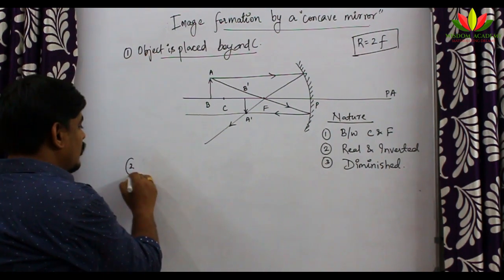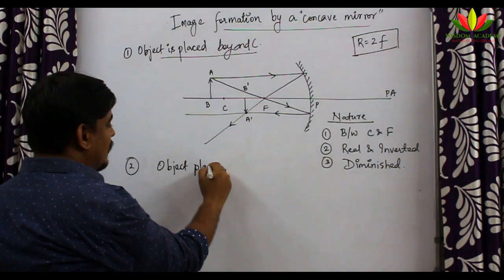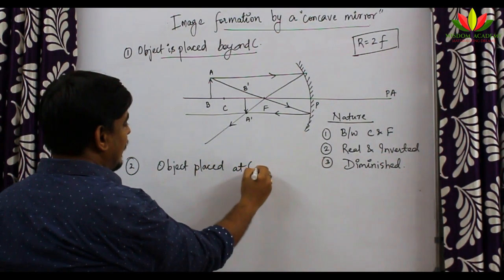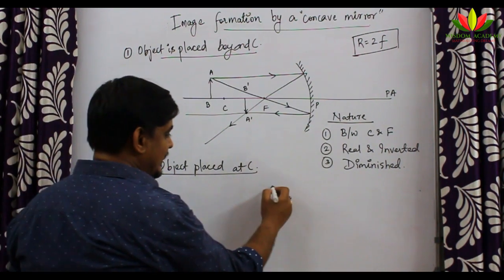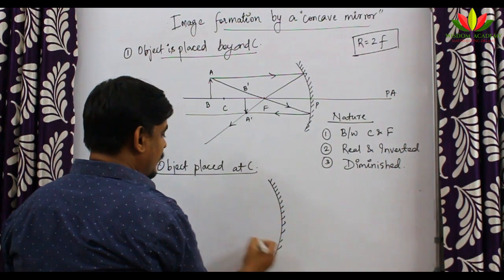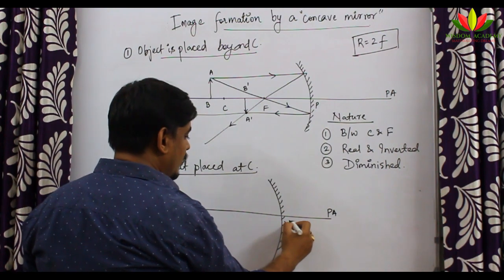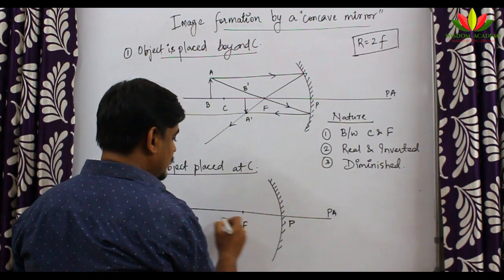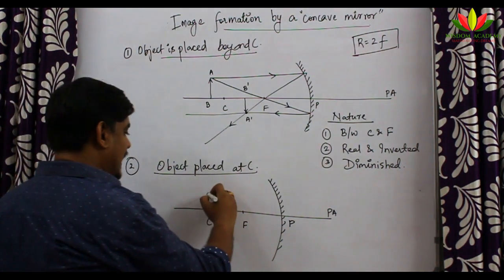Second case, the object placed at C. When the object is placed at C, let us see how the image will be formed. So once again I am taking a concave mirror. I am drawing the principal axis here. This would be the pole. Let me take this as focus, take this as center of curvature, and I am keeping the object at center of curvature.